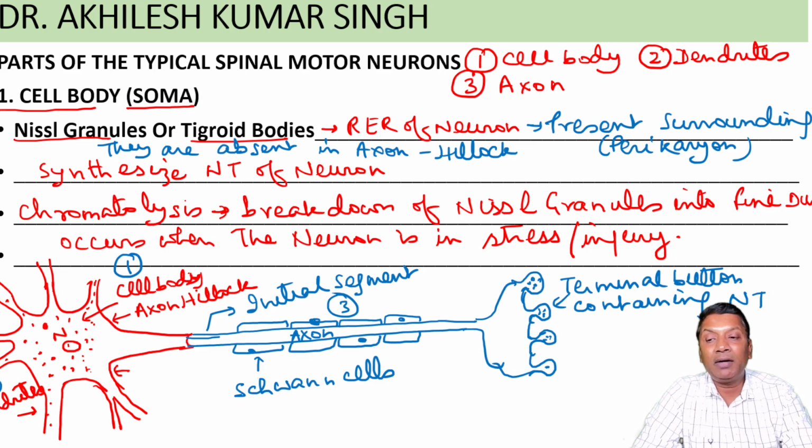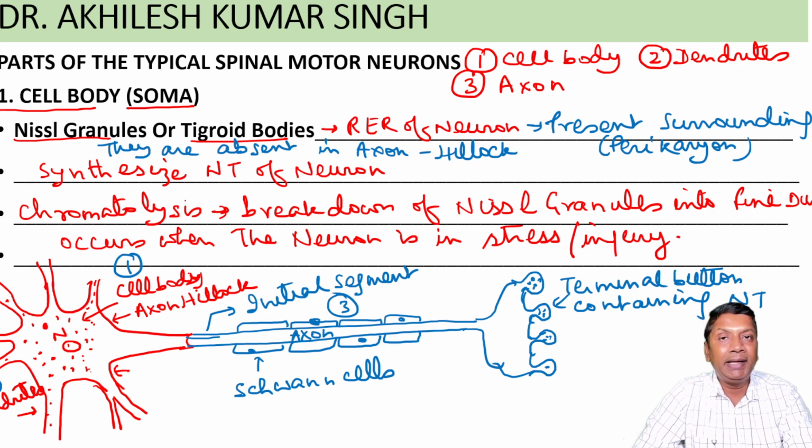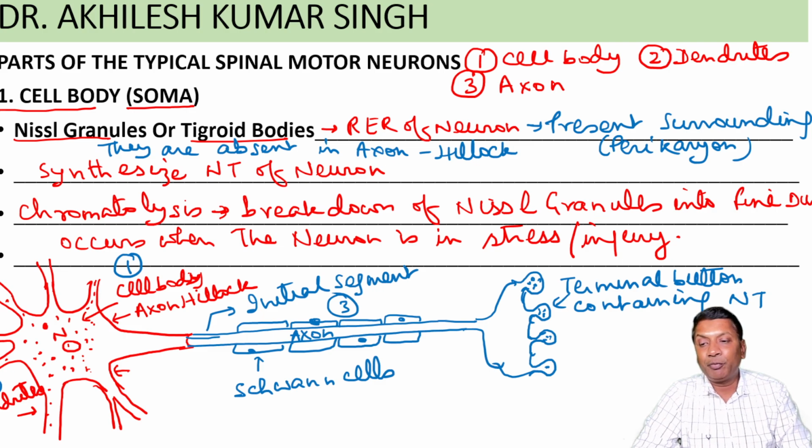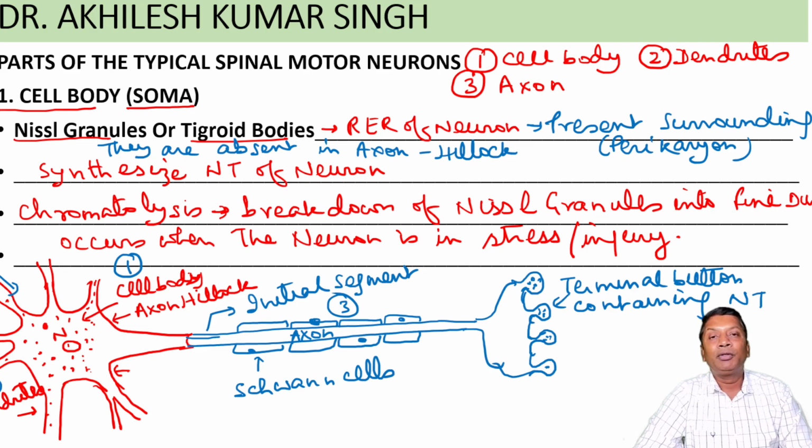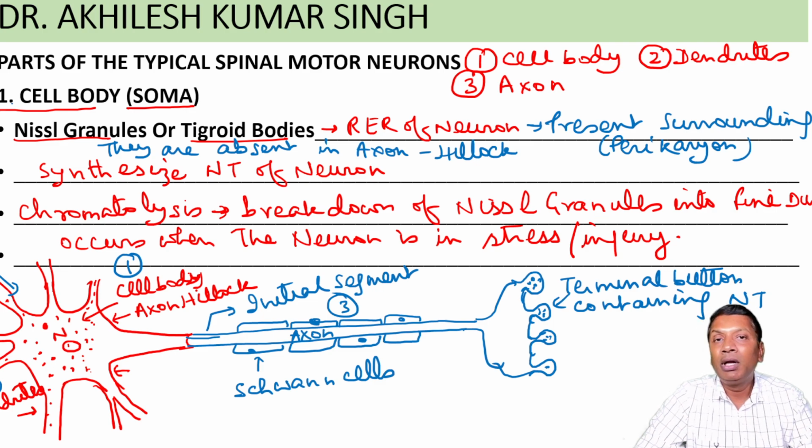Now come to the second part of the spinal motor neuron, that is the dendrite. These dendrites, which I have shown in the diagram, are the receptive process of the neuron. What is meant by that? Receptive process means they receive information from other neurons, because dendrites are part of the synapse. The most common synapse is the axodendritic synapse.